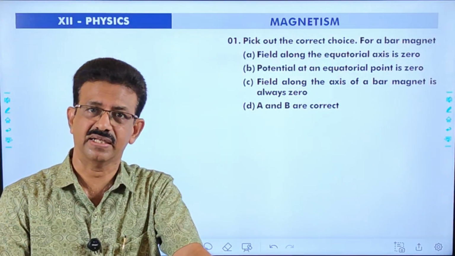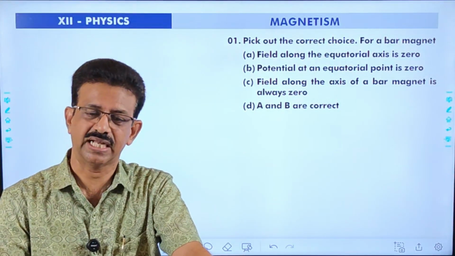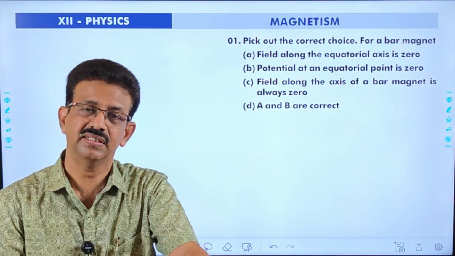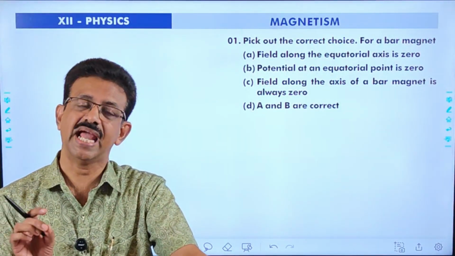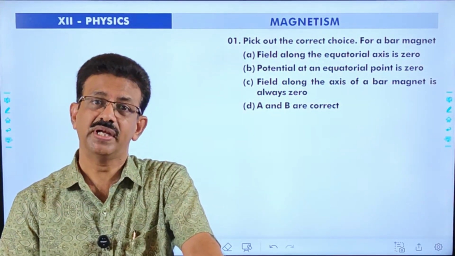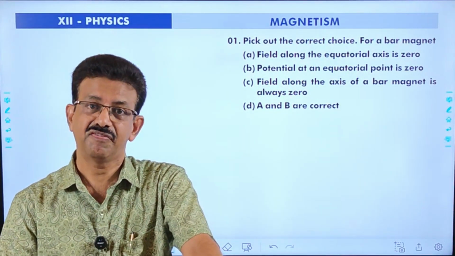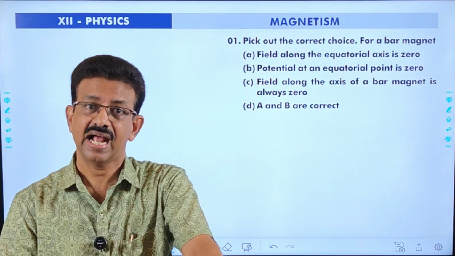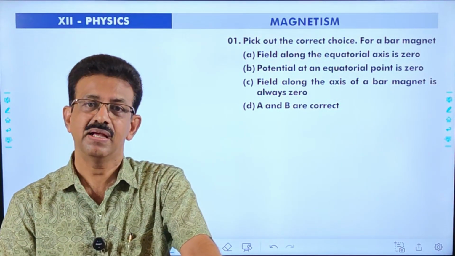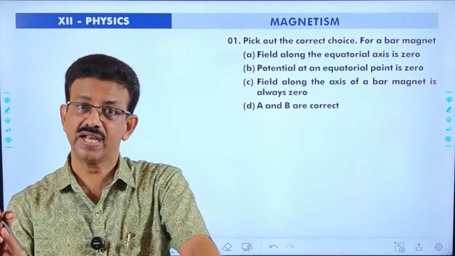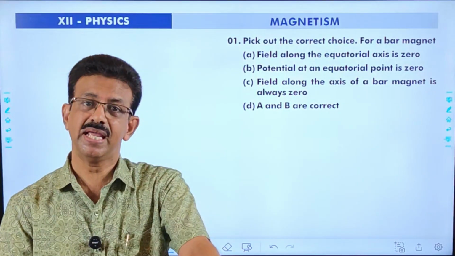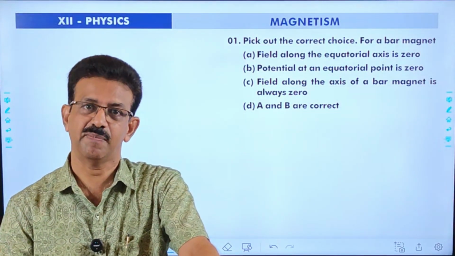If a bar magnet is kept at a position and you observe the field at an axial point, that is, at a point on the axis of the bar magnet, the flux density due to a short bar magnet at an equatorial point is μ/4π · p/r³, and at an axial point it is μ/4π · 2p/r³.